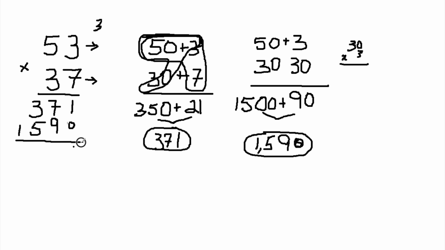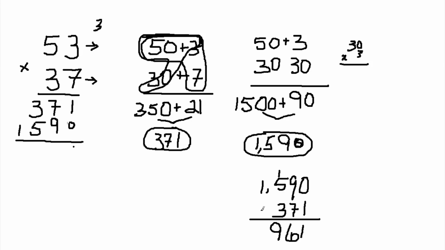So now we add them. Here, remember, this is the longer way. The shortcut way is much easier, but you have to understand what you're doing mathematically so you know how to multiply. 1 plus 0 is 1. 7 plus 9 is 16. Carry the 1 to the hundreds place. 3 plus 5 is 8. Plus 1 is 9. And 1 plus nothing is 1. And my answer is 1,961.